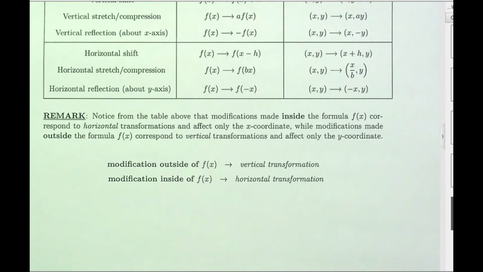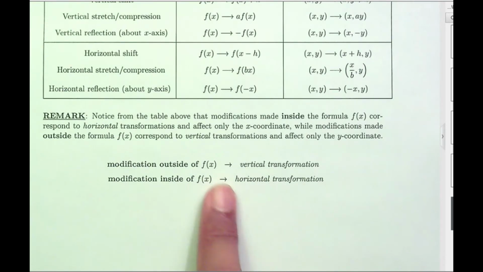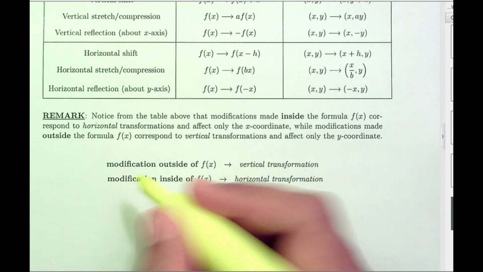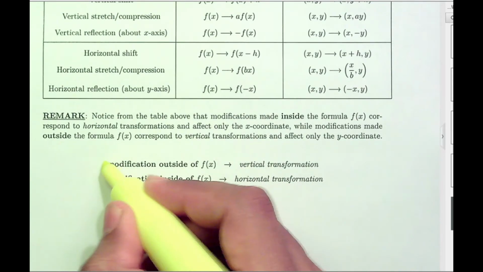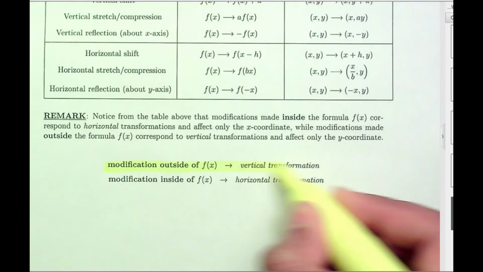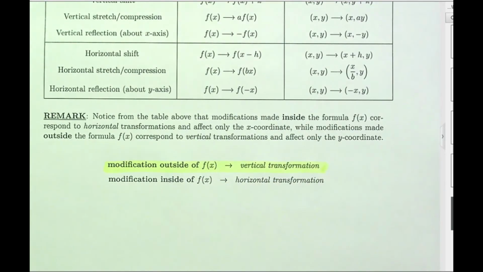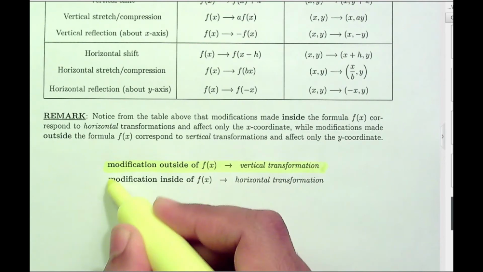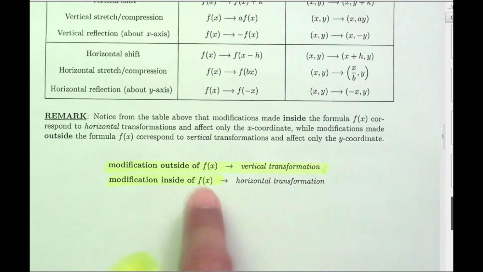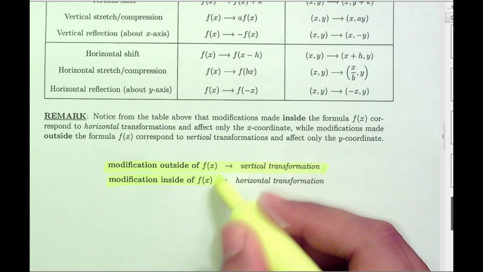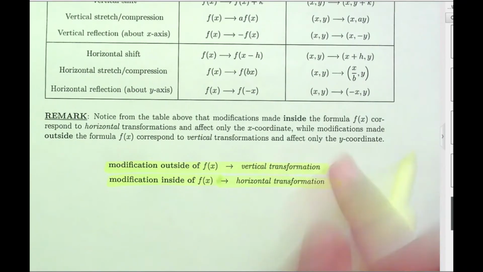So here's a little bit of a reminder. If you are modifying f of x outside, that means it is a vertical transformation. If you're modifying the formula for f of x inside, so wherever the x is, you change that inside, then there's a horizontal transformation. If it's vertical, it behaves the way you think it should, intuitively. If it is a horizontal type of transformation, it behaves the opposite of what you think it should do.